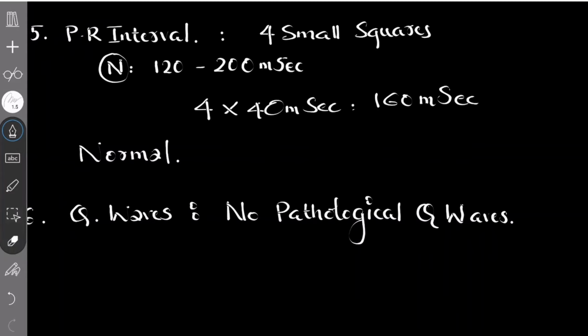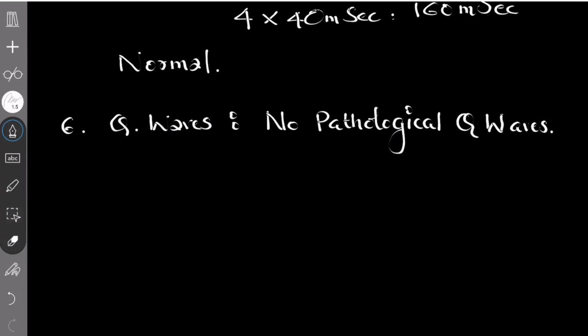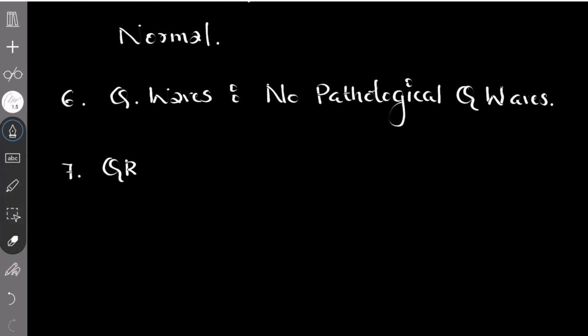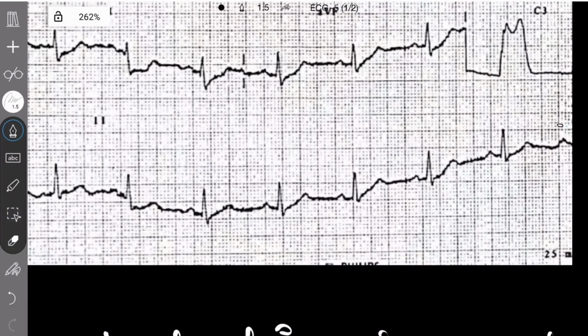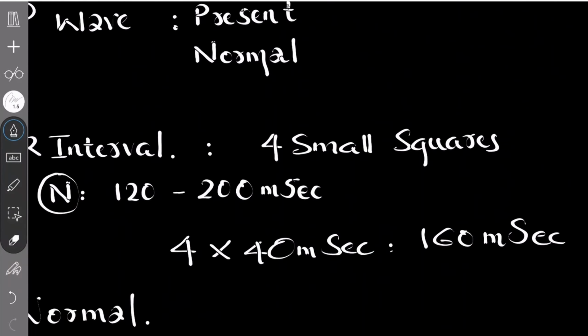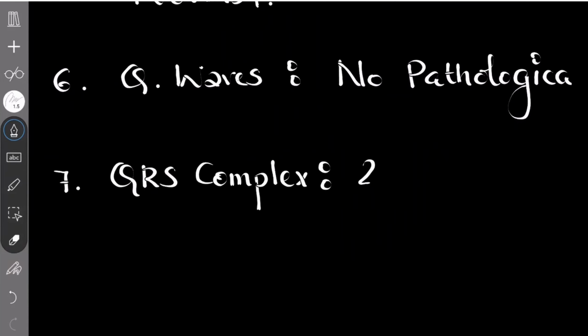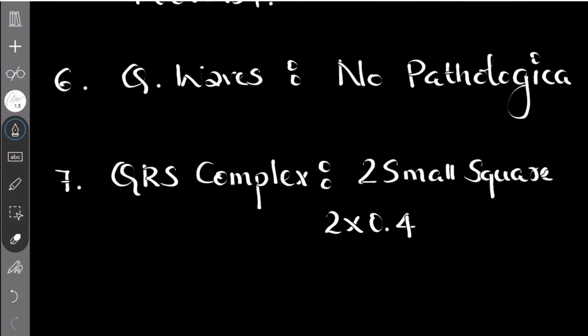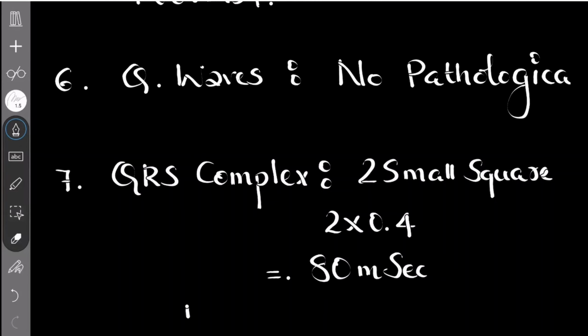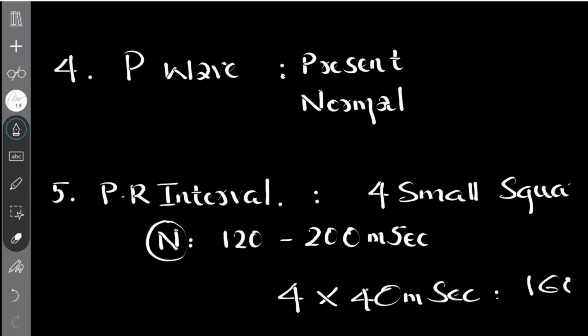Next comes the QRS complex. In this ECG, due to the rhythm strip, you can see that the QRS complex is two small squares, which is 2 into 40, that is 80 milliseconds, which is normal. Then you come to the ST segment.